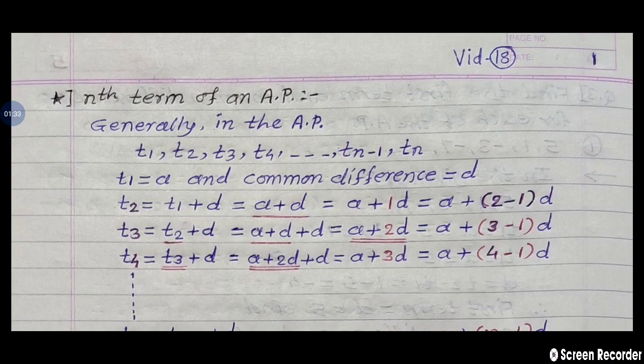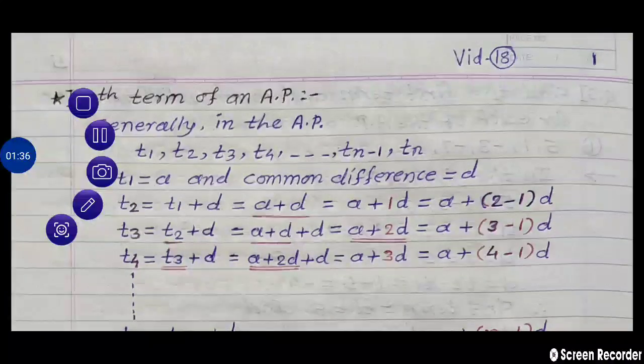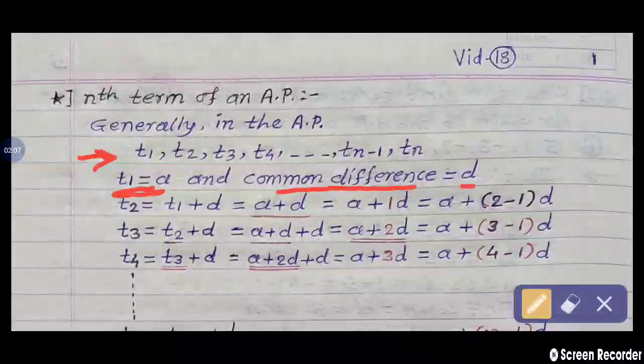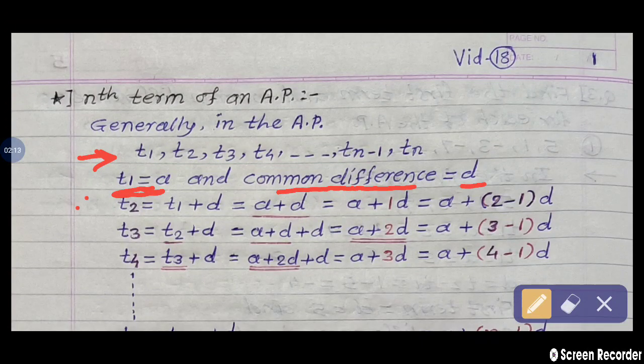Generally, in the AP, the sequence is shown here. T1 means first term, T2 second term, T3, T4. The last term is Tn, that is called the nth term, and the second last term is Tn minus 1. We know that the first term is also indicated as A and the common difference is D. Therefore, how to find out the second term?